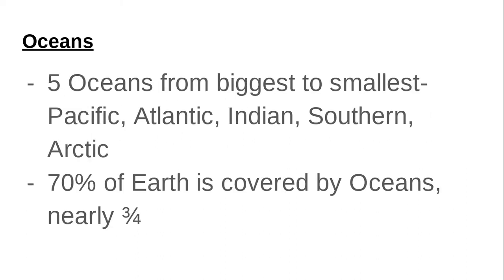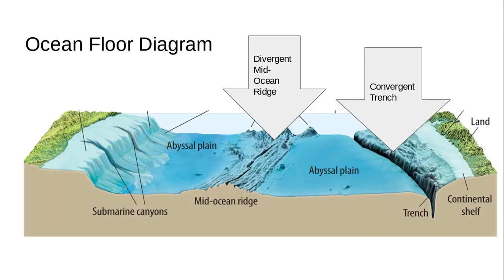There are 5 oceans, and from biggest to smallest, we have Pacific, Atlantic, Indian, Southern, and Arctic. 70%, or nearly 3/4, of Earth is covered by oceans.